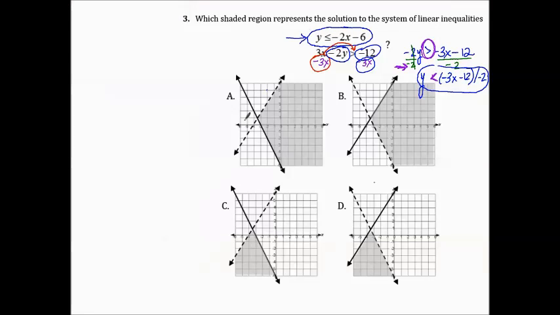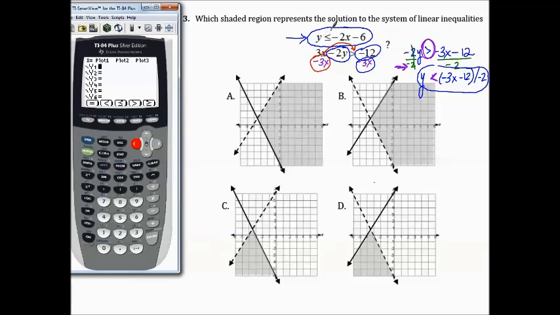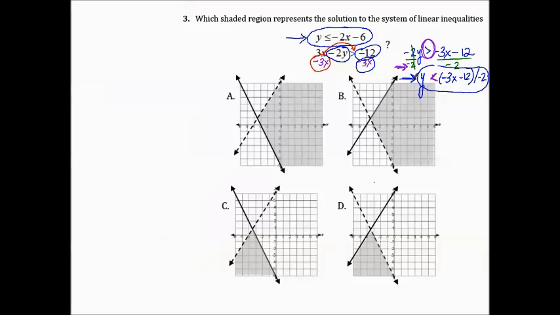We're going to do this first one. That is a less than or equal to, so you press alpha and then less than or equal to. Move over to the right, type your inequality, then move over to y2.